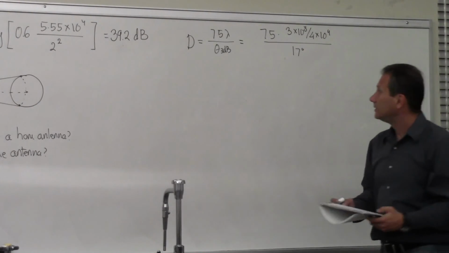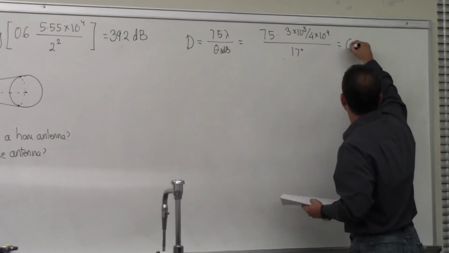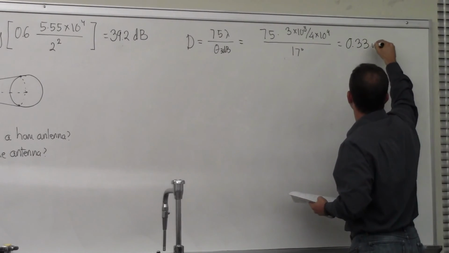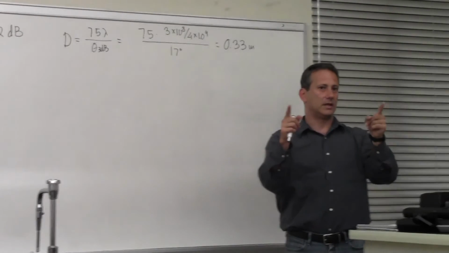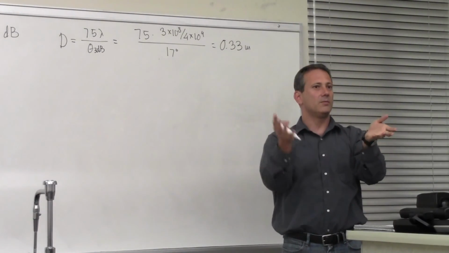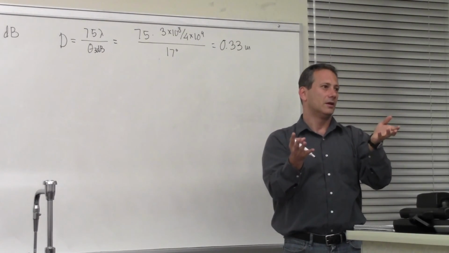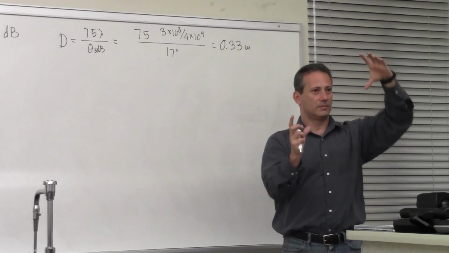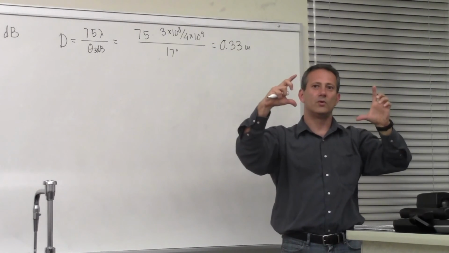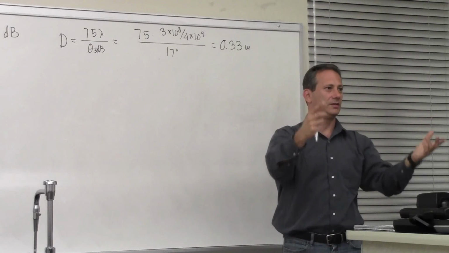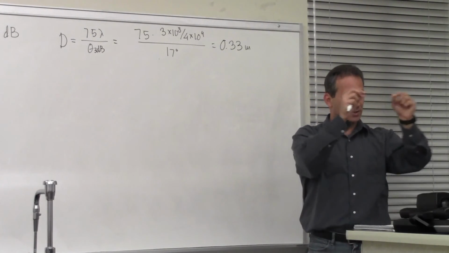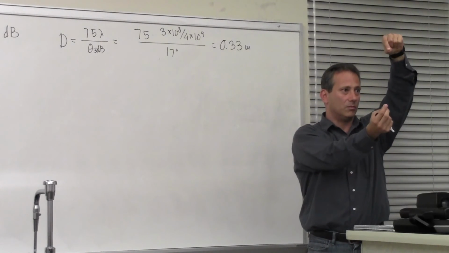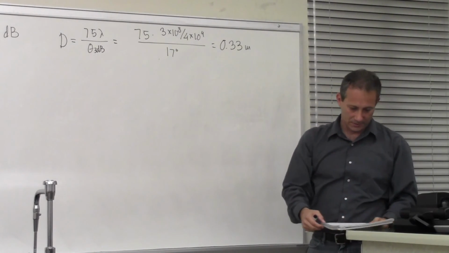So when you calculate, this ends up being 0.33 meters, right? So with the dish that's this big, it's not very big, right? It doesn't have good focus either, because its beam is relatively wide. It's 17 degrees one side, so that means the width of the whole beam width is 34 degrees.